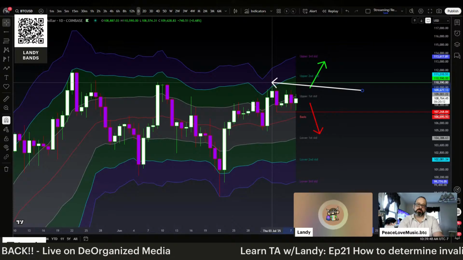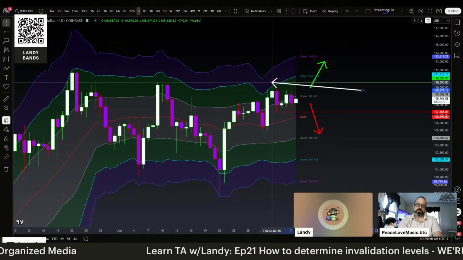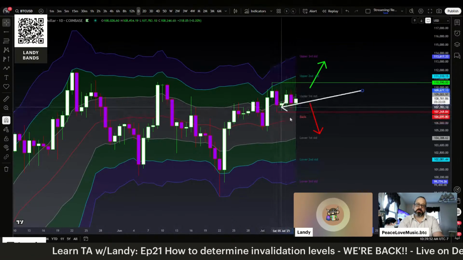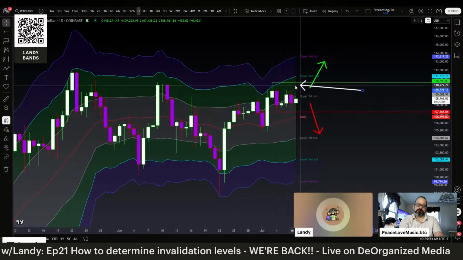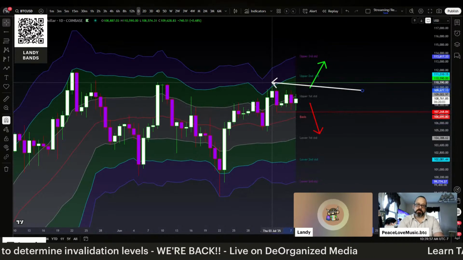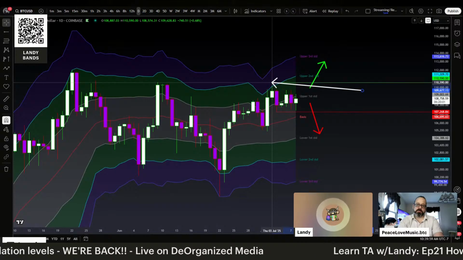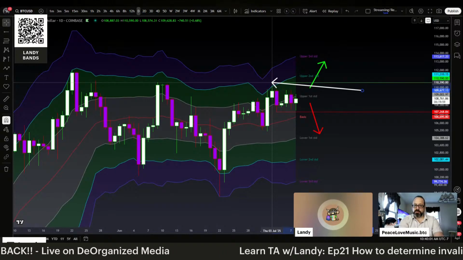That doesn't mean that it's completely invalid, but it would favor, especially if it holds this last higher low swing, trend continuation to the upside, and you would have to reevaluate where you'd want to get short if you were in a short position.